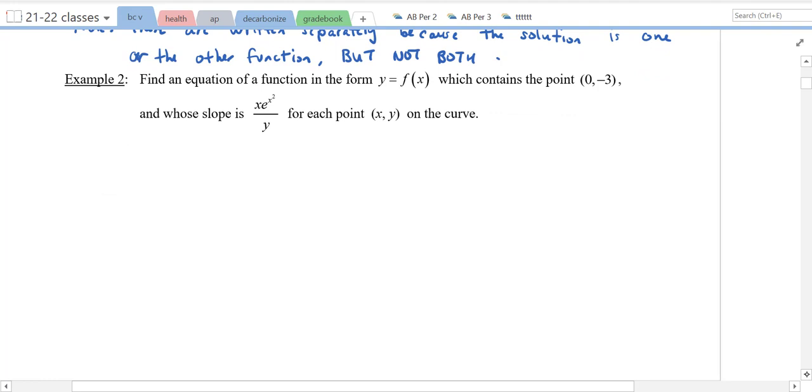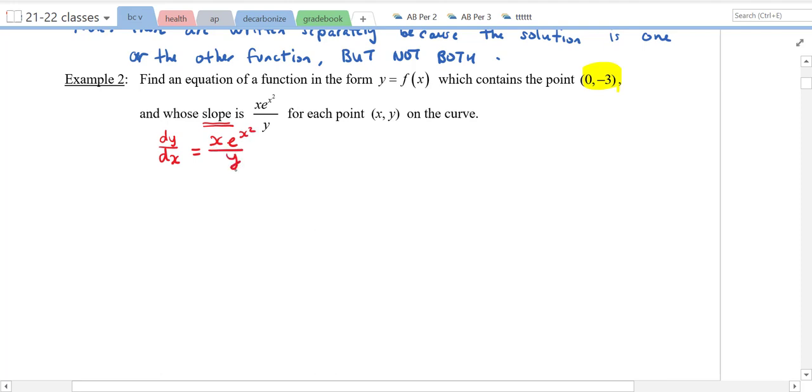Find the equation of a function of the form. Okay, so you want to solve for y. Got that. This time I gave you some more information: 0, negative 3. So with that, you should be thinking, I can get rid of that c value. That is correct. And it says whose slope, hey, can you say dy dx? That's slope. Whose slope is x e to the x squared over y, for each point on the curve.